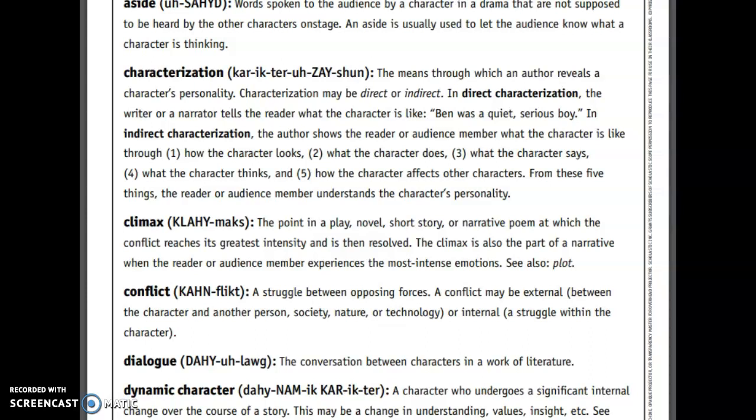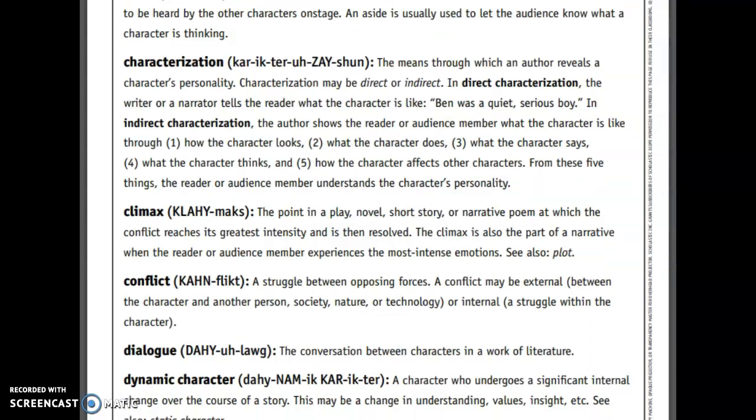In indirect characterization, the author shows the reader or audience member what the character is like through, number 1, how the character looks, 2, what the character does, 3, what the character says, or 4, what the character thinks, and 5, how the character affects other characters. From these things, the reader or audience member understands the character's personality.